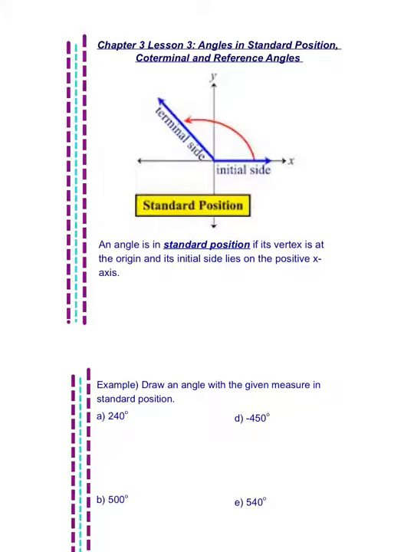If you have an angle whose vertex sits at the origin in a coordinate plane at the point (0, 0), we say that an angle is in standard position if its initial side lies on the positive x-axis and then it rotates counterclockwise an angle measure, and then its terminal side is that ray extending from the origin where the angle ends.